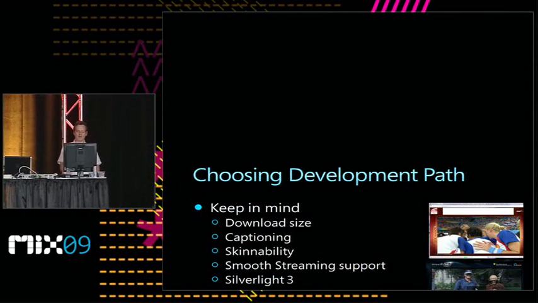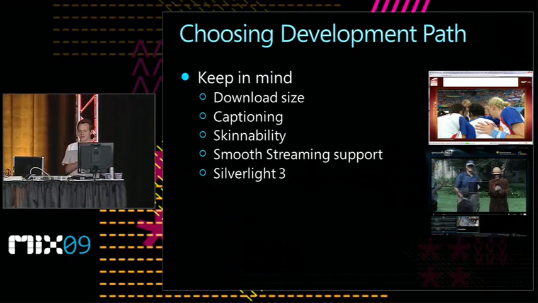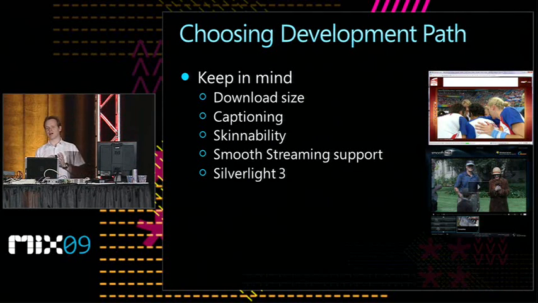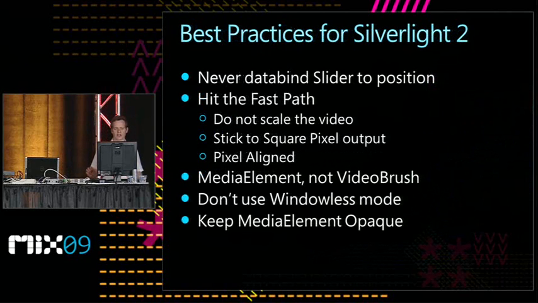A couple of points to take away from this. Do keep in mind your download size. As we add these advanced pieces of functionality, it's very easy for the download size to get big. So you may want to think about how you can componentize your player and actually use multiple ZAP files and dynamic downloading and invocation. From a usability perspective, captioning is a very important aspect. We've looked at skinnability and how we can customize the look. And then a couple of other things, smooth streaming support. Obviously, if you're going to be using smooth streaming content, that's an important thing to consider. And then there are specific considerations for Silverlight 3, which we'll look at in a sec.